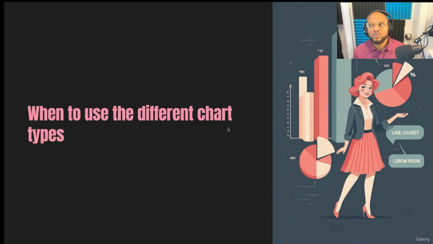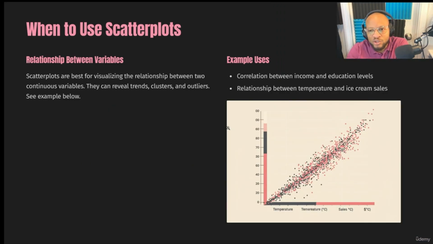Now, I want to talk about when you're going to use the different charts. Scatter plots are used to show the relationship between two continuous variables. It can help to reveal if there's a trend, if there are clusters, if there are outliers. So it's actually very important and very widespread in its use. An example of when you'd use a scatter plot is maybe you want to show the relationship between the temperature of a city and ice cream sales.